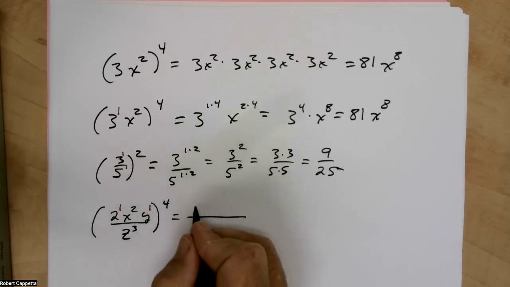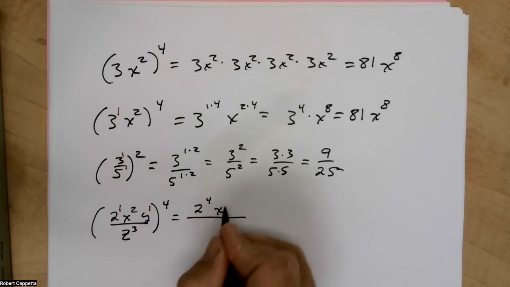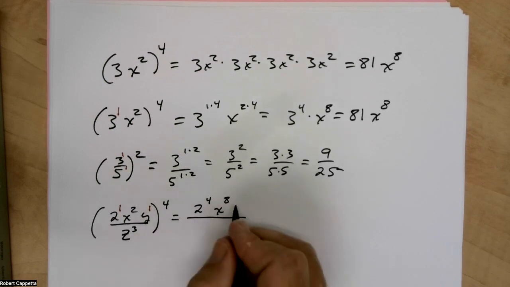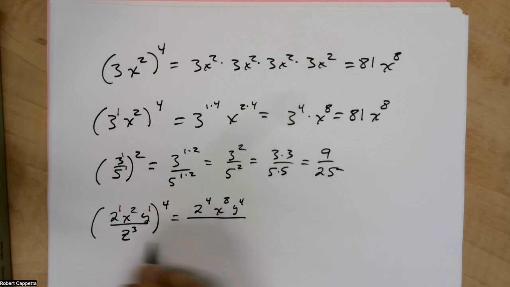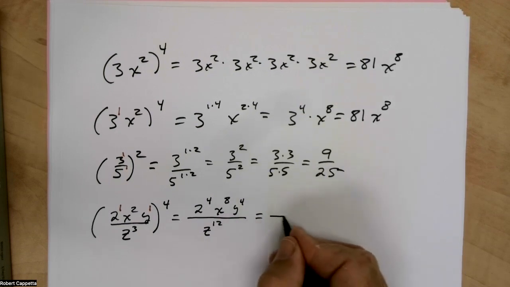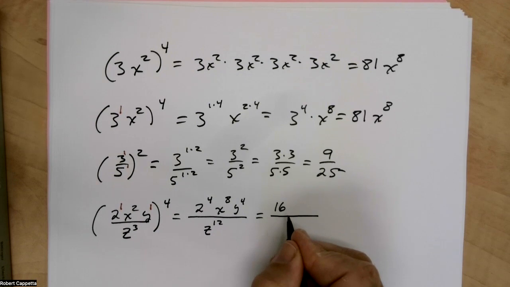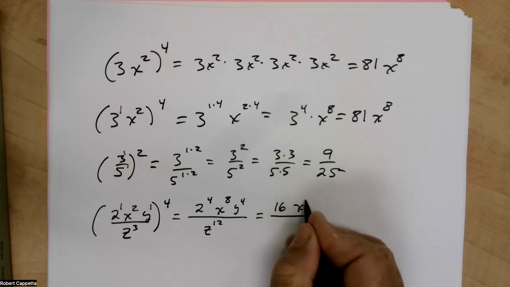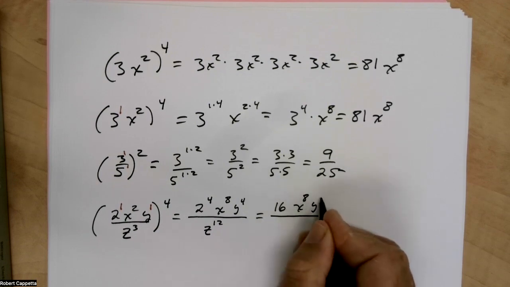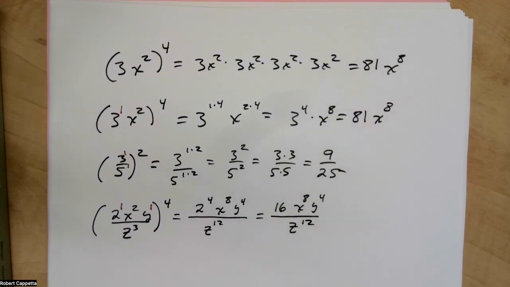2 to the 1 times 4, 2 to the 4, x to the 2 times 4, the x to the 8th, y to the 1 times 4. That's y to the 4th, z to the 3 times 4. That's z to the 12th. What does that give me? 2, 4, 8, 16. 2 to the 4th is 16. 2 times 2 times 2 times 2. X to the 8th, y to the 4th, over z to the 12th is where that goes.